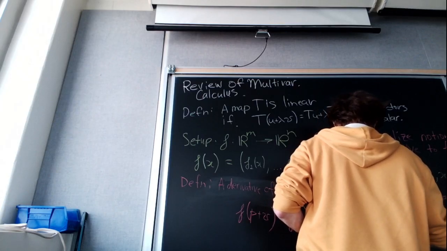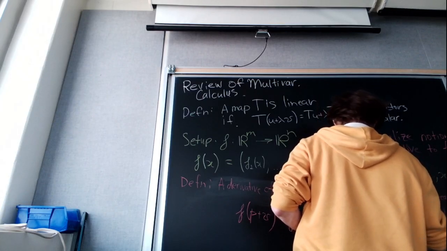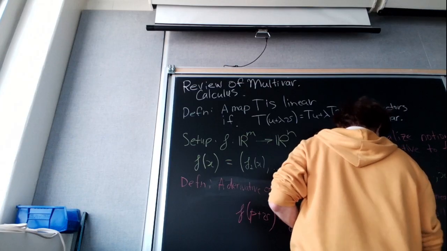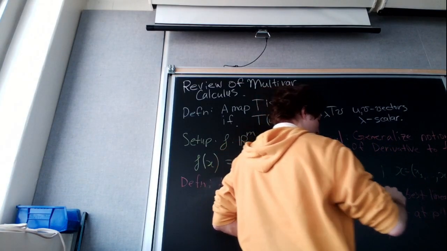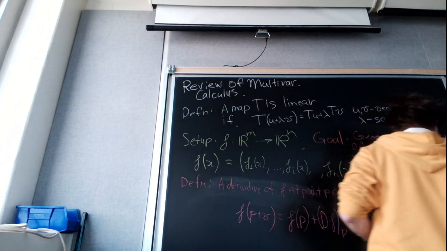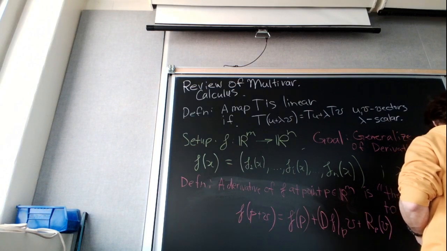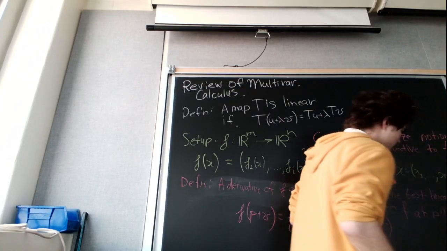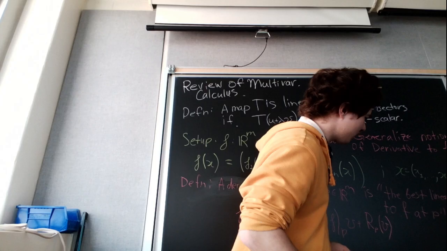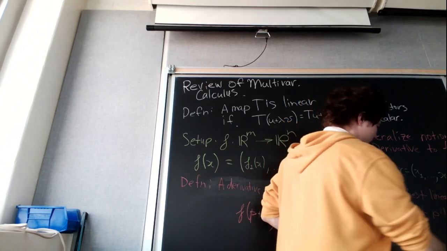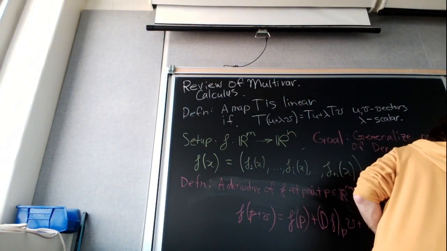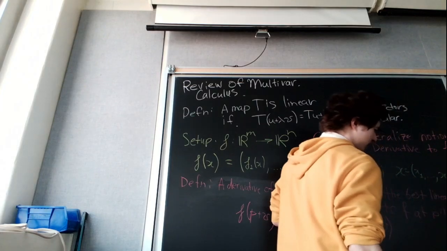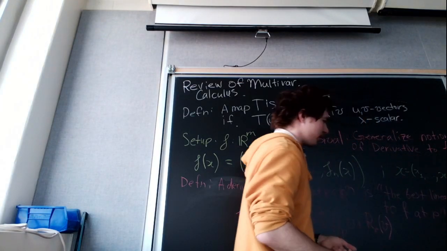R at p of v. Okay. Sorry. So this derivative we will denote as df sub p. Like this, or maybe what's better? Maybe I put the p here. Is this something people do? I don't know. I will write whatever.